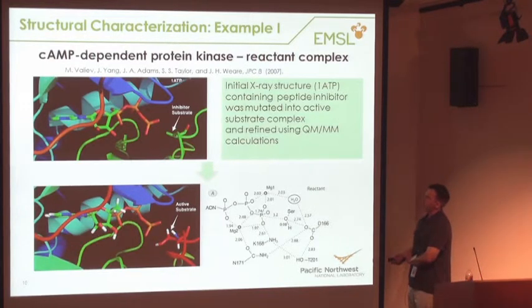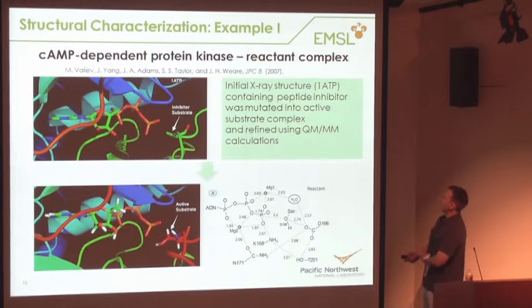So first one is the cAMP-dependent protein kinase. The original X-ray structure, 1ATP, contained a peptide inhibitor complex. So we wanted to see what the reactant state of this protein would be with the active substrate complex. So we mutated the alanine residue, which was present in the inhibitor complex, to serine, and subjected it to the activation process. And the outcome was the structure.